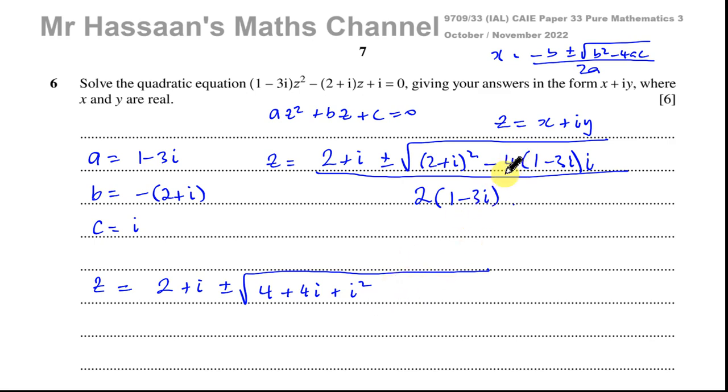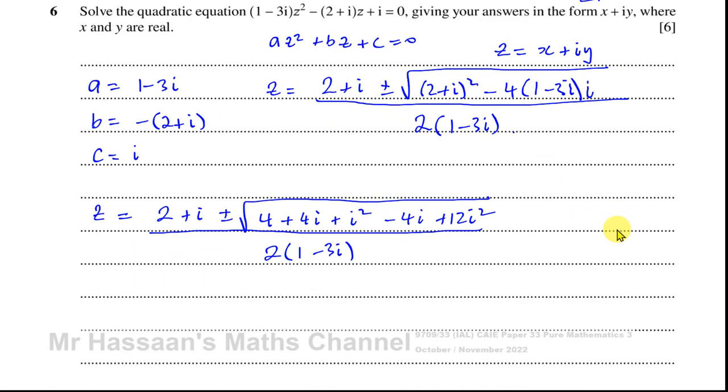And then you're going to have minus 4 times i, so it's minus 4i times 1. And you have minus 4i times minus 3i. Minus 4i times minus 3i is plus 12i squared. Okay, and all over. Now I'm going to leave this in this form. I don't have to multiply by 2 right now, in case this form might be useful for us.